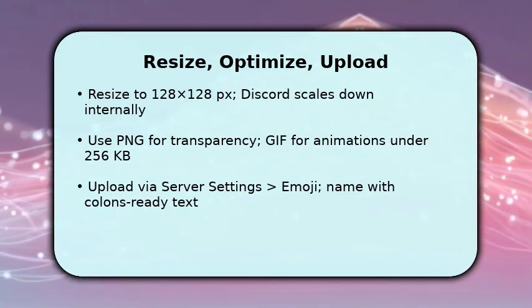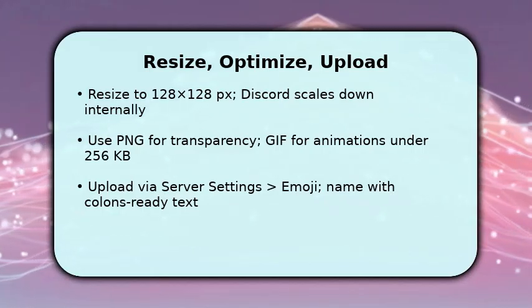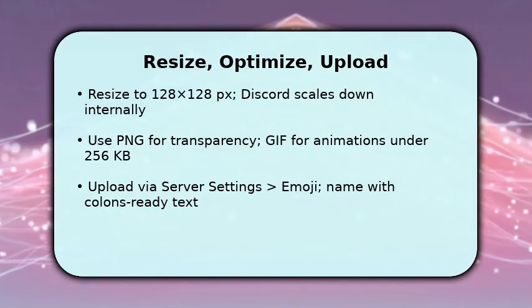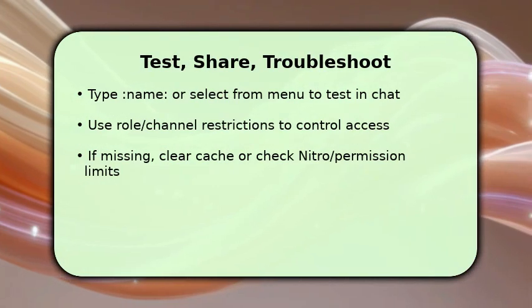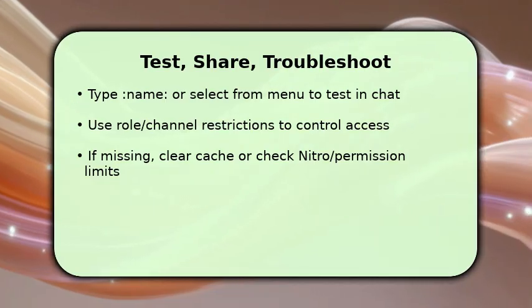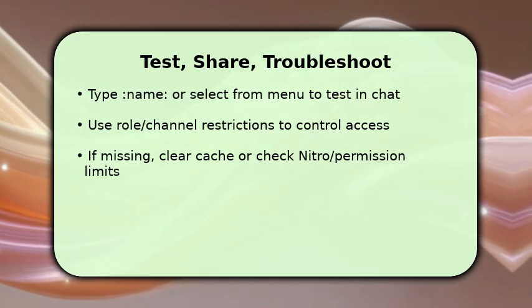Give them short, colon-friendly names. Once uploaded, Discord registers aliases, and you can test them immediately in chat to ensure they render correctly. You finish by testing every new emoji. Type colon, the name, colon, or pick it from the emoji picker to confirm appearance and animation.